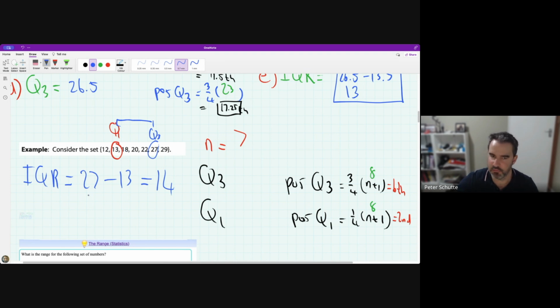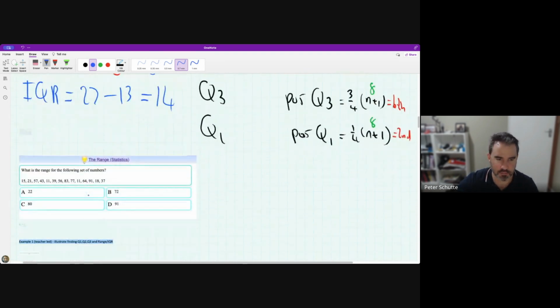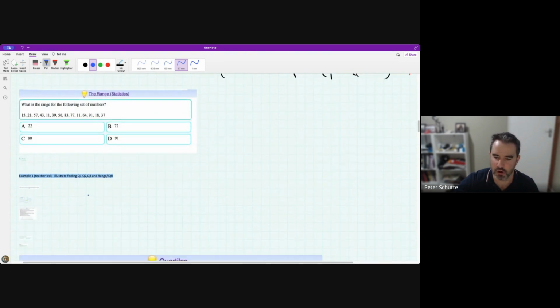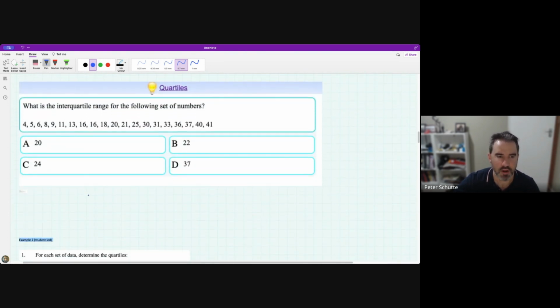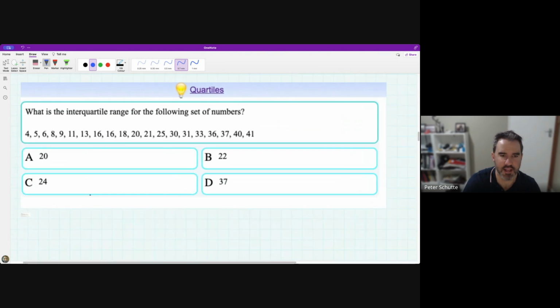Okay, I think we're doing quite well at this. So I'm going to move on to some harder questions if I can find some. Well, let's do this one. What is the interquartile range of the following set of numbers? See if you can find that for me, and then choose the option that you think it is.